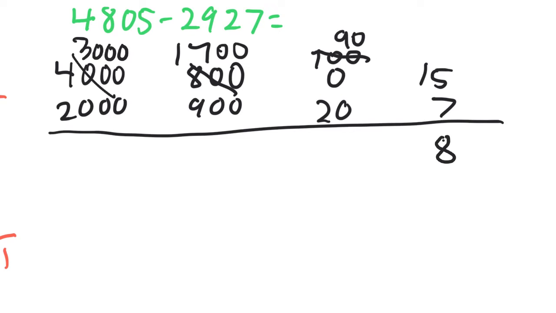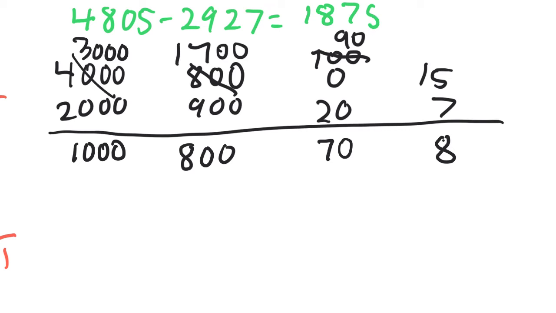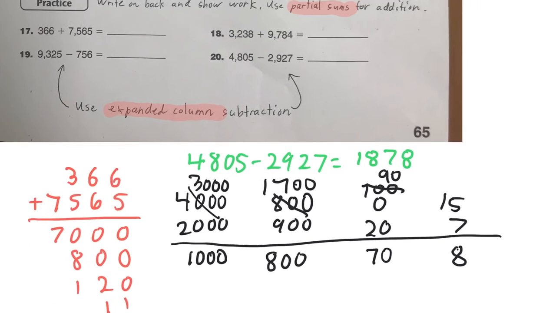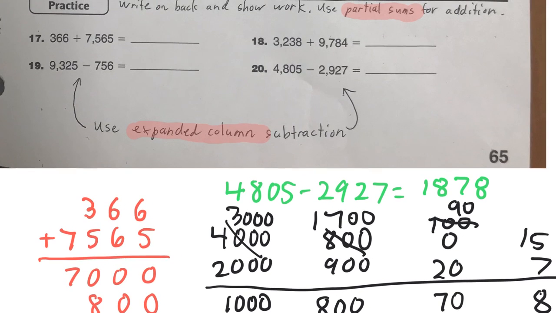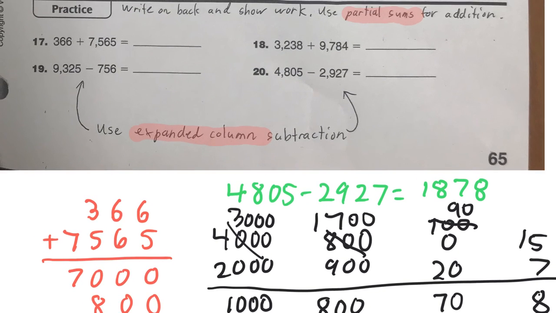This shows your understanding of subtraction much better than the method most people use. And now the answer we can see is going to be 1,878. So please do the other two with partial sums and expanded column subtraction.